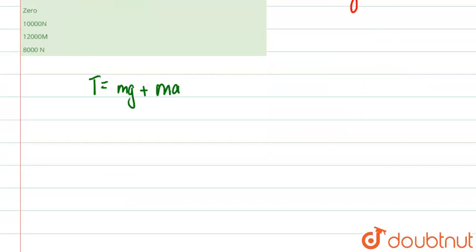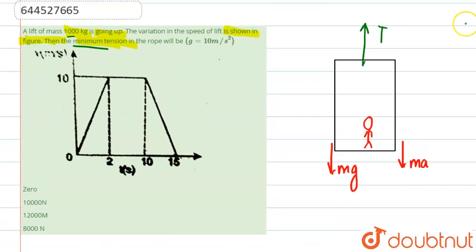Now we are left with tension equal to m into (g plus a). So everything is dependent upon acceleration now. This is a v-t graph. In a v-t graph, the slope gives the acceleration. Here m is slope, so let's write slope fully so that you don't get confused with mass. Slope will give acceleration. So here the slope will be 10 by 2, or you can say the slope is 5.